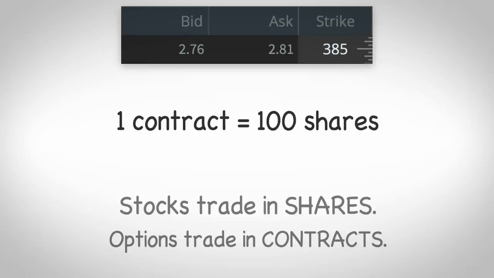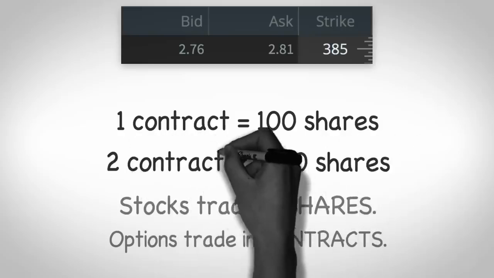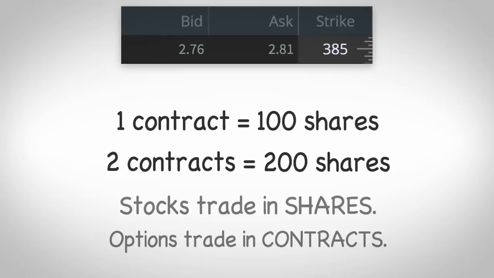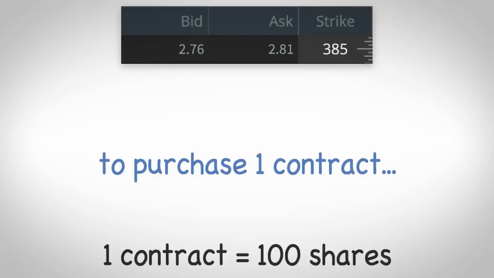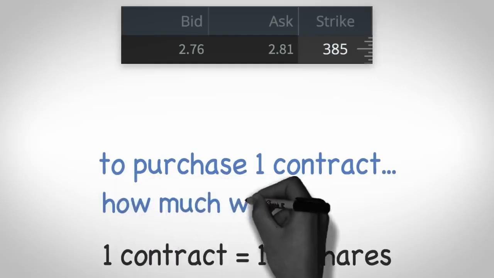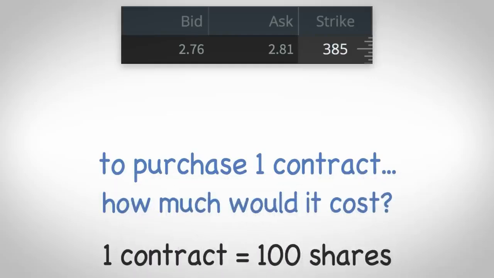But if we wanted the right to buy 200 shares of stock at a later date, then we would have to purchase 2 contracts. So that's what we mean when we say one contract controls 100 shares of stock. So let's just say that we wanted to purchase one contract of this 385 strike call option. How much money would this actually cost us?